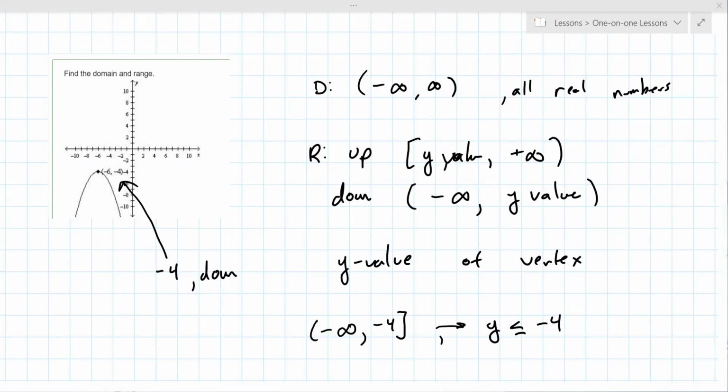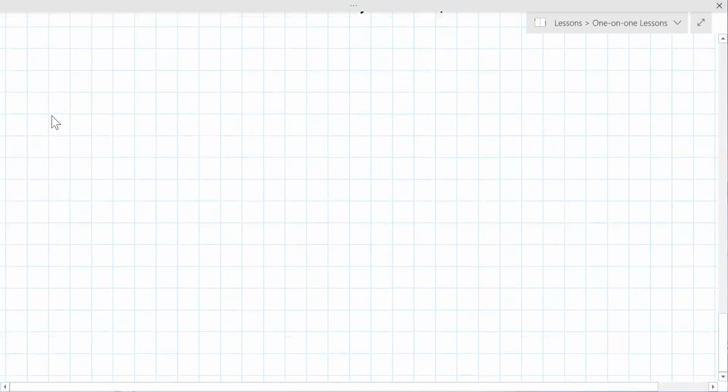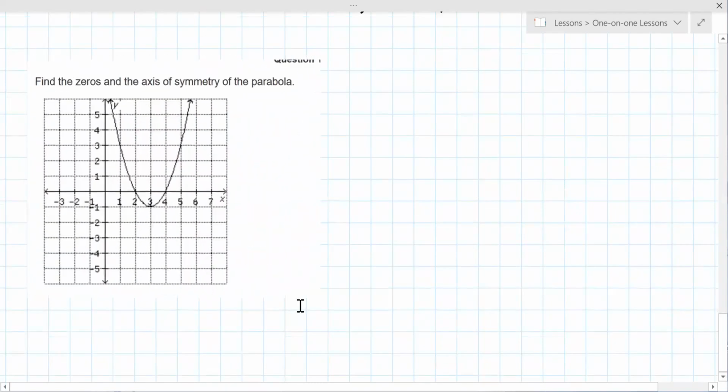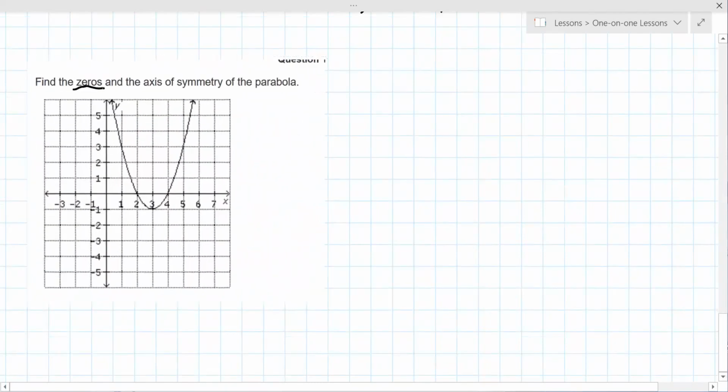So let's look at the second homework and see if we can clear up some of these other things that maybe were not clear from this. So I'm going to start this quiz again. Snipping the question now. Okay, so it says find the zeros and the axis of symmetry. Do you know what the zeros are?